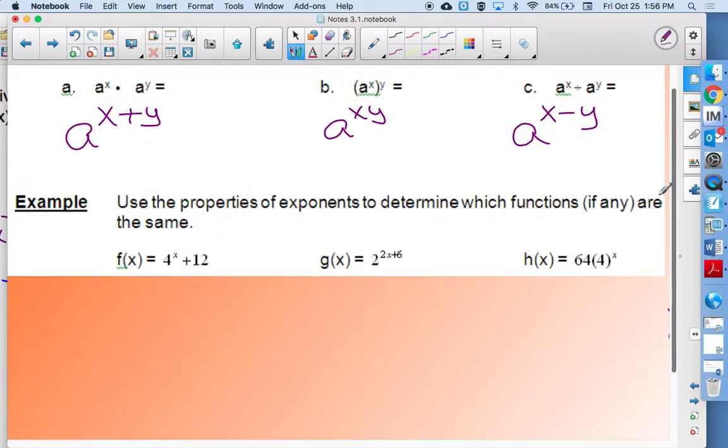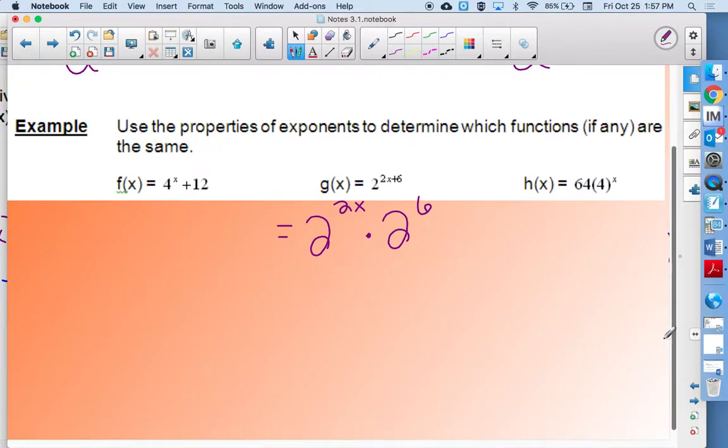So if I look at the first property, I currently have x plus y because I have 2x plus 6. How could I go backwards and pull it apart? Kevin, what would that look like? 2 to the 2x times 2 to the 6. Yeah. So instead of condensing it together and adding them together, we can do the opposite and expand it as well. So plus means I could break it apart into the separate bases.